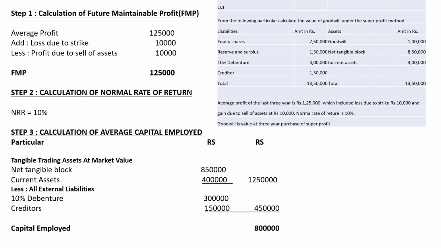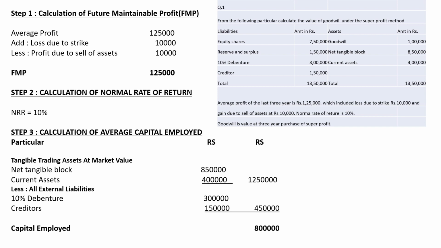We can see there is no change, because the amount we added and the amount we deducted are the same. So future maintainable profit is 1,25,000. This is our step number 1. Then in step number 2, we do the calculation of normal rate of return. Normal rate of return is already given in the sum. It is 10%, so we don't have to write any formula, we just take it from the sum. In 99% of sums, the normal rate of return is given and we take it as it is. So your second step is very easy.